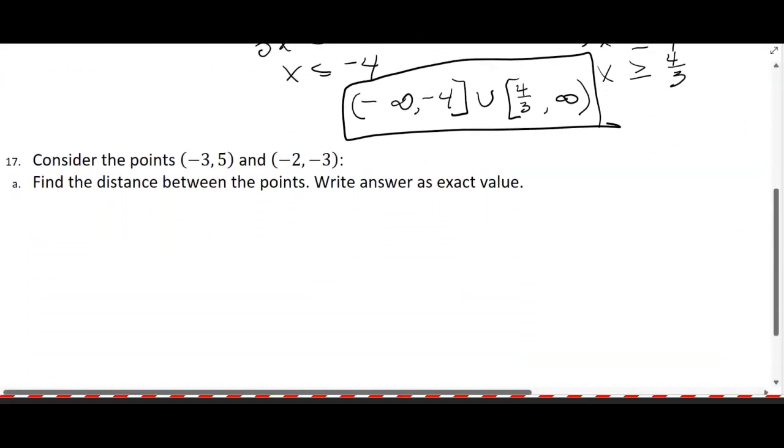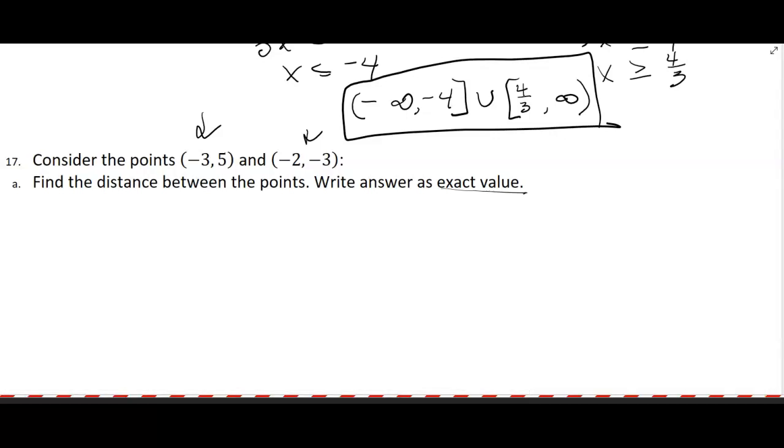Okay, so consider these 2 points here. This is number 17. Find the distance between the points. Write answer as exact value. That means we don't want a decimal approximation. We want radical notation, and we want it simplified.